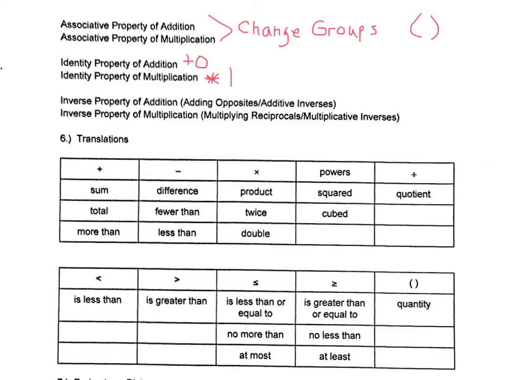Inverse property of addition, that has to do with adding opposites. So negative 8 plus 8 just gives you nothing, 0. And then the inverse property of multiplication, that has to do with reciprocals. 2/3 times 3/2. Reciprocals are just flips of each other. And that will give you 6/6, which is 1.